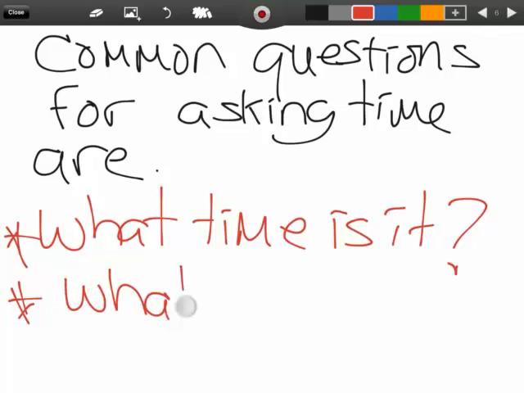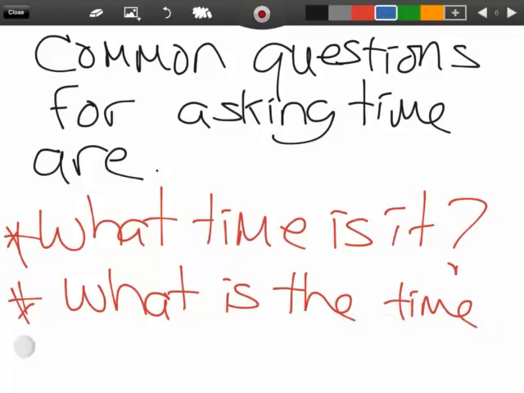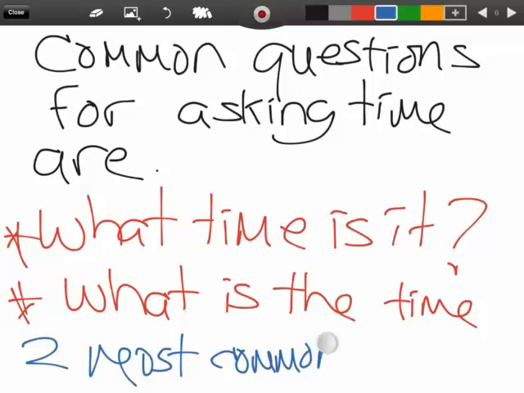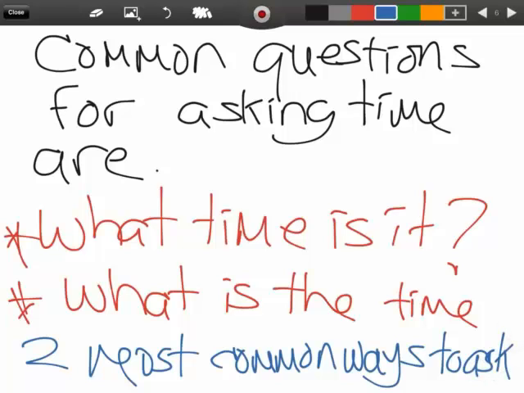What is the time? These are the two most common ways to ask. Two most common ways to ask time. One of them is what time is it, and the other one is what is the time.